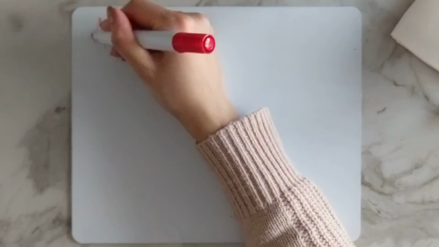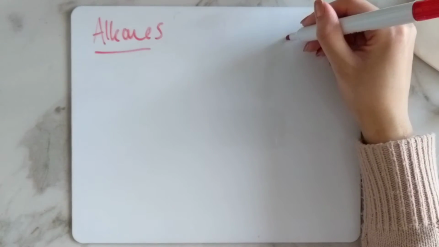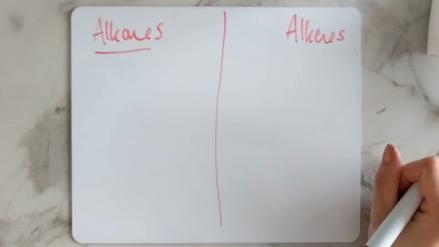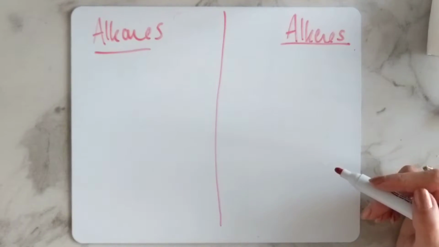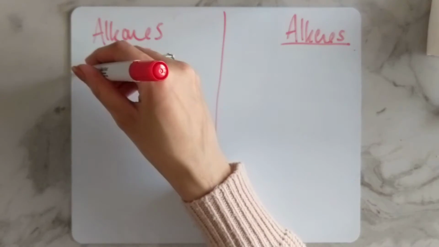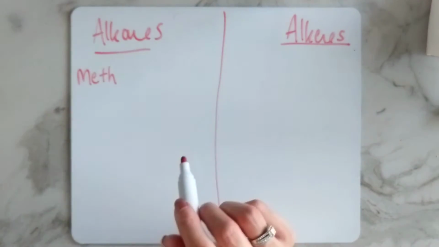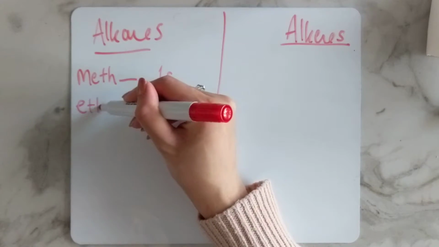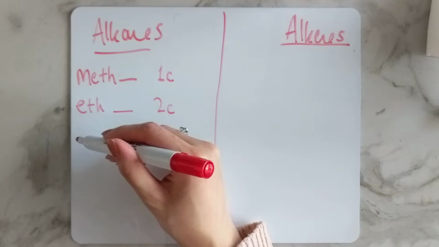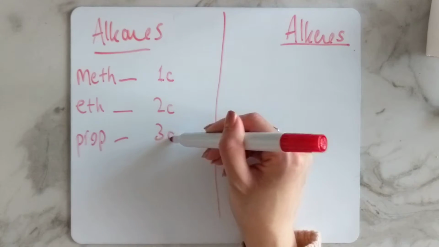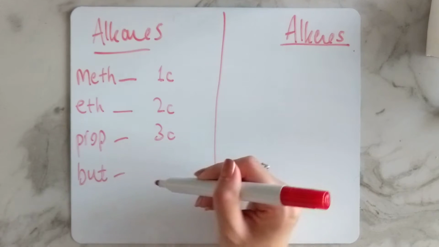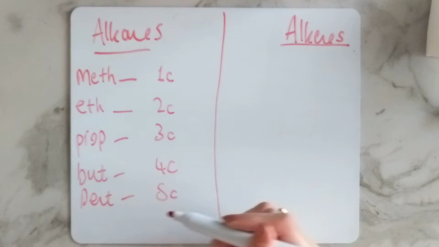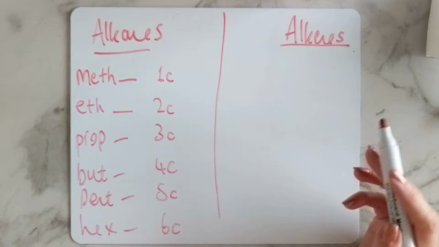So I'll just put alkanes on this side and I'll put alkenes here. In order to draw them, you need to know how many carbons are present. The starting word, meth, tells you there is one carbon present. Eth means there's two carbons present. Prop means 3 carbons present. But means 4 carbons present. And pent means 5 carbons present, and hex means there's 6 carbons present.